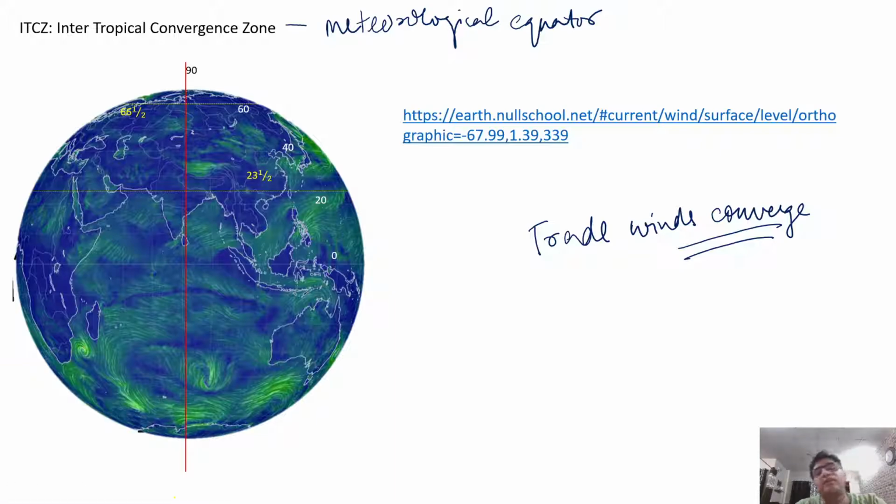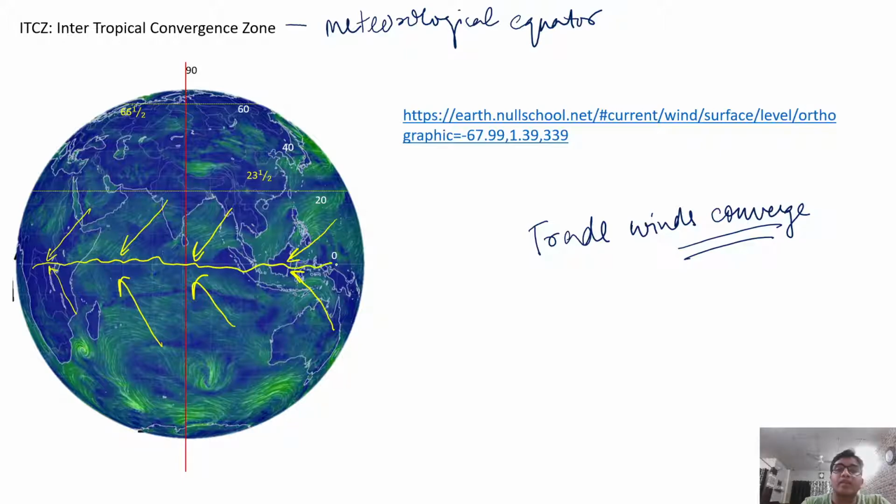So normally, if we go by simple logic, the trade winds should converge at the equator, but actually it is not the case. The trade winds converge at a zone which is either north or south of the equator. Mostly it remains north of the equator during the summer months, while in the winter months it shifts south of the geographical equator. So just for the sake of understanding, if I just draw it over here, if you consider these lines as trade winds, then this zone will be the ITCZ.